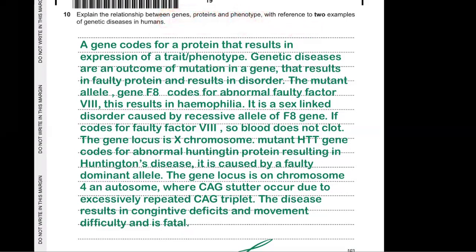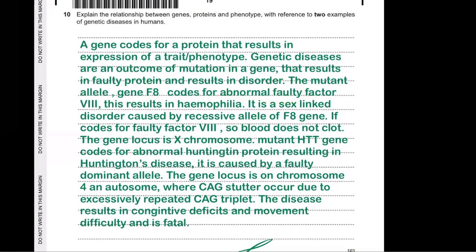Two examples. We'll just recall that a gene codes for a protein that results in the expression of a trait or a phenotype. The genetic diseases are an outcome of mutation in a gene that results in a faulty protein and results in a disorder. The mutant allele of the gene F8, so we have named the gene, codes for abnormal, faulty factor 8. This results in hemophilia. So we have related the gene, the protein, and the trait. It is a sex-linked disorder caused by a recessive allele of the F8 gene; it codes for a faulty factor 8, so the blood does not clot. The gene locus is on the X chromosome.